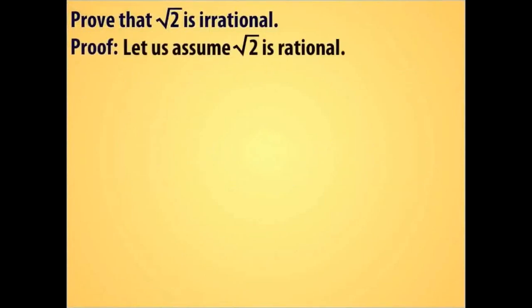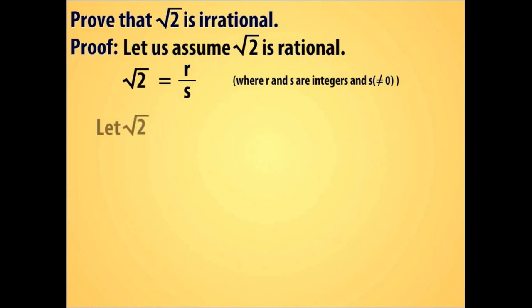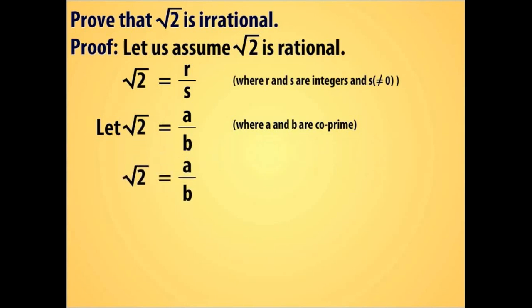Let us assume that the square root of 2 is rational. We can find two integers r and s such that the square root of 2 equals r upon s. Suppose r and s have a common factor other than 1. So, we divide r and s by their common factor to get the square root of 2 equals a upon b, where a and b are co-prime. This means that b into square root of 2 equals a. Name this equation as 1.